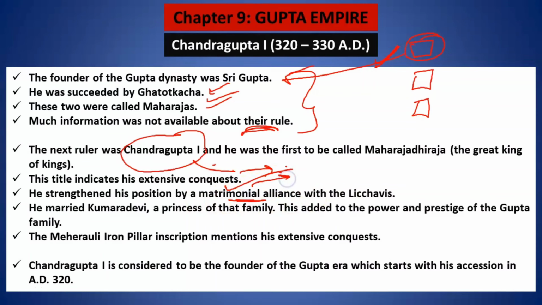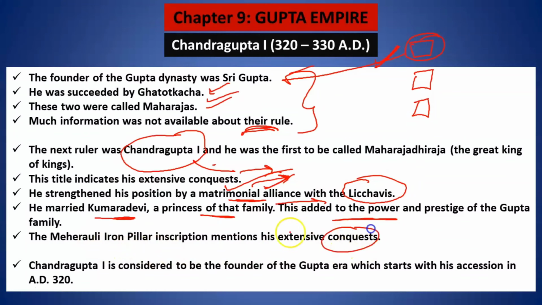Matlab vivah karke bhi, jaise hum logon ne Mauryan empires mein dekha tha, vaise hi yahan par bhi he also married and then he tried to make alliance. He had done alliance with Lichavis also, and then he married Kumar Devi, the princess of that family. All right, this gave him the power and the prestige.